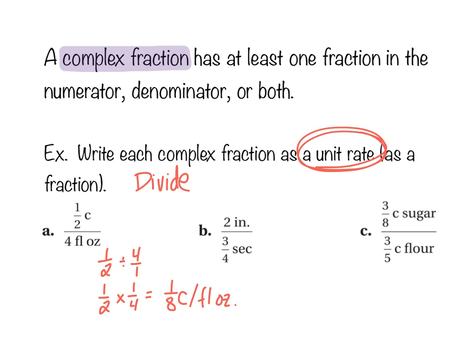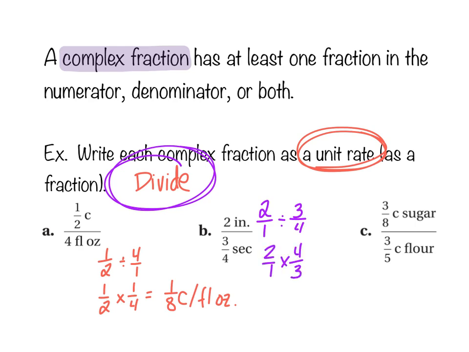Letter B says 2 inches for every 3/4 of a second. So this would be a speed, maybe not a very fast speed. 2 inches isn't very far to move, but it's not a very fast one. But we can do 2/1 divided by 3/4. So we're still dividing like we do with unit rates, but we're just using our fraction rules. 2/1 times 4/3. Nothing cancels there. So 8/3, and that would be inches per, so I can put my slash, just like they had a slash right there, per second.